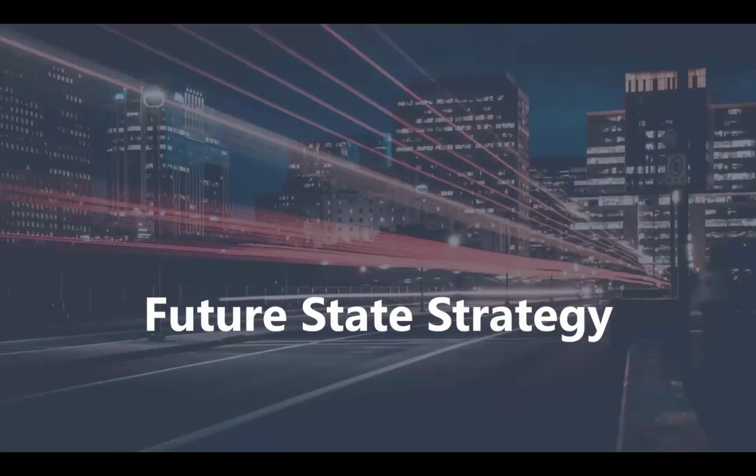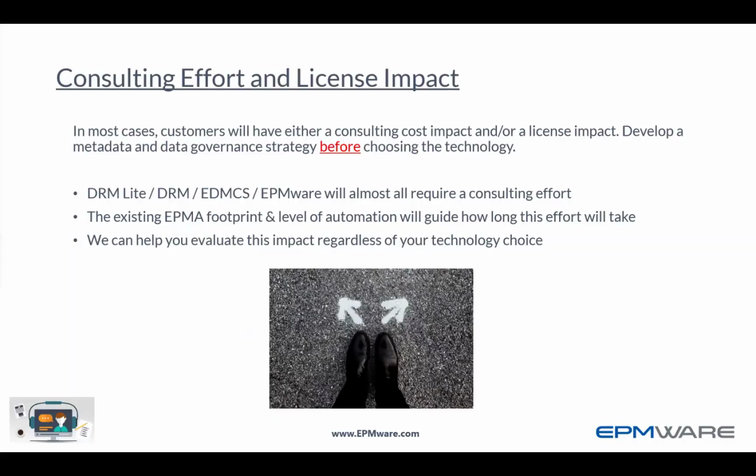So, future state strategy is something that we want to think about, regardless of the option that we choose. There is going to be some type of consulting effort and a licensing impact, right? Whether you go with DRM Light, obviously there's going to be a consulting effort to get all those validations up and running, getting all of your hierarchies in, and then building the exports out to the target app to mimic what EPMA was doing. Otherwise, you are introducing a process where you're going to have manual intervention to manage that metadata.